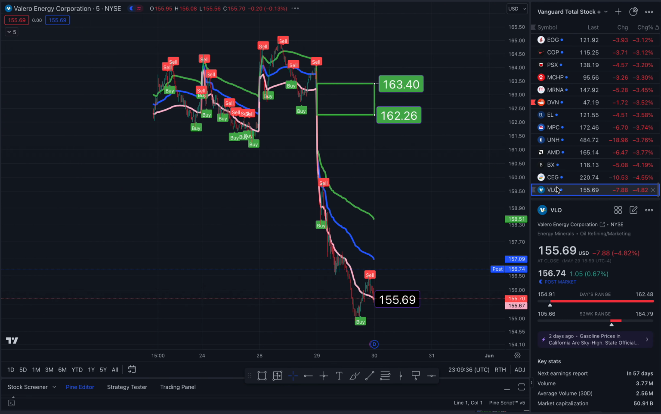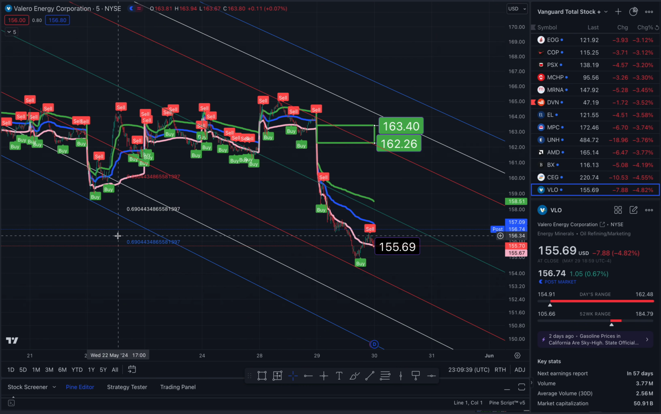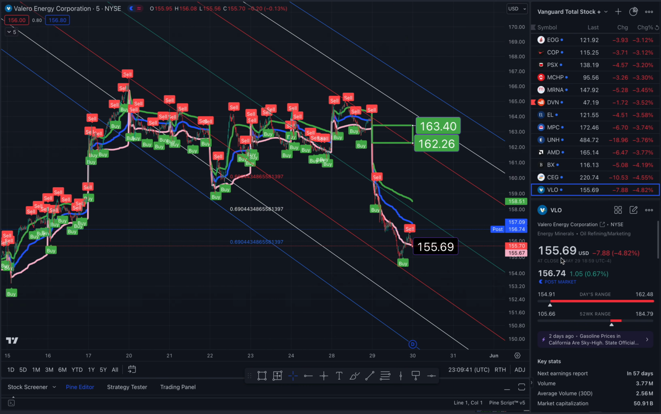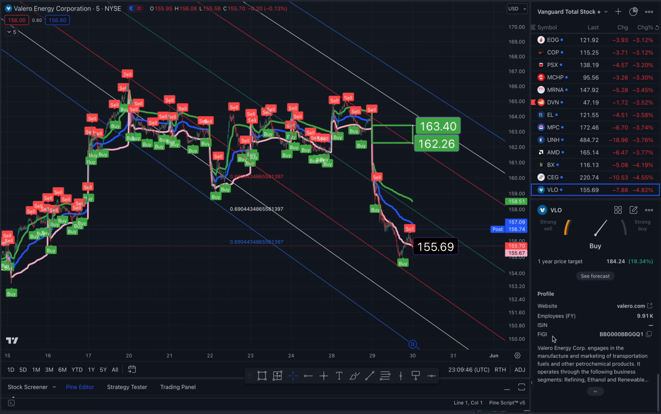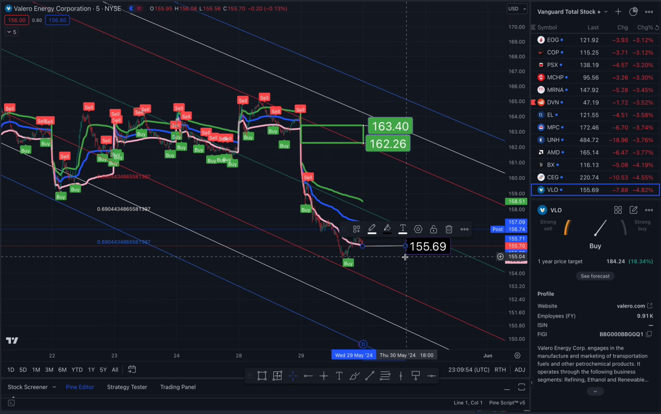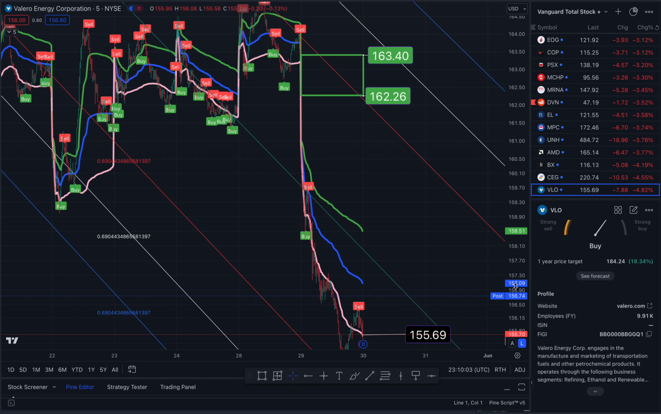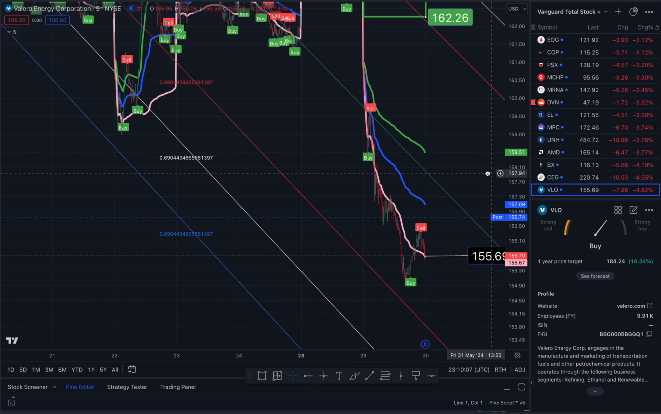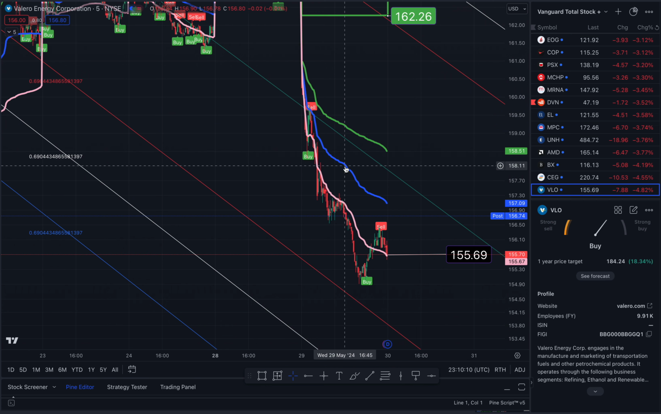So this one, VLO, which I've talked about many times in the past as well, ended the day at 155.69, down 4.82%. The 1 year price target is 184.24, which represents an 18% return from where we are. And this is where we landed at the bottom of the channel on VWAP. But to the north side is a VWAP. So we've got the post and then we've got the VWAP. VWAP is 157.09, although I'm not sure why that's not showing up.